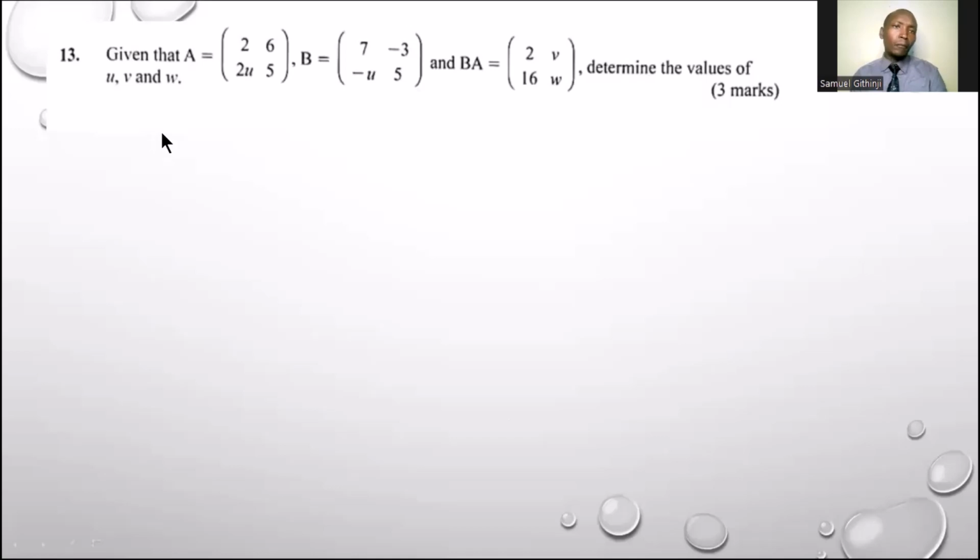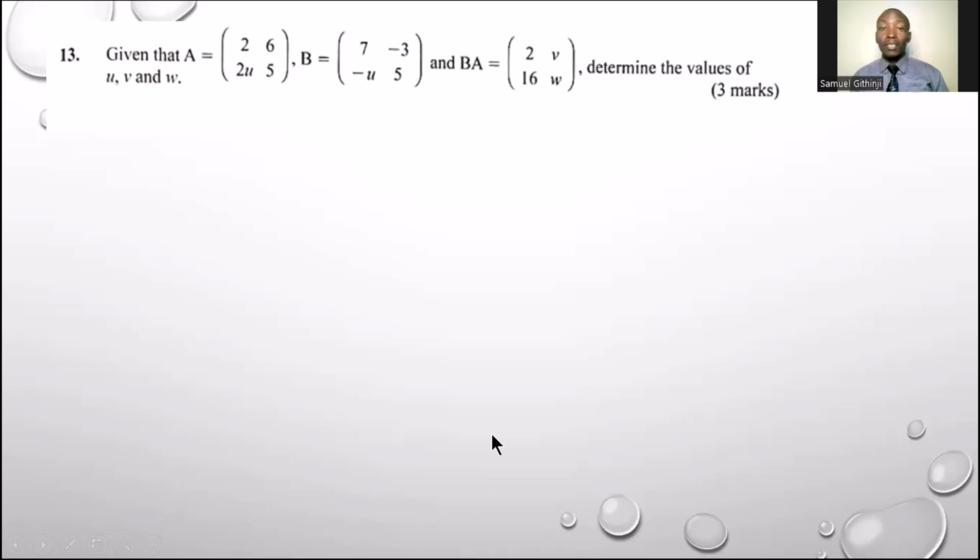Good. We move on to question number 13. Question number 13 is all about matrices. Yes, matrices. And you're given a matrix A with an unknown u here, a matrix B here with another unknown u, negative u, and you're further given that there is a matrix BA, it is B multiplied by A, with again unknowns. The question is that the student determine the three unknowns. Yes, the u, the v, and the w.